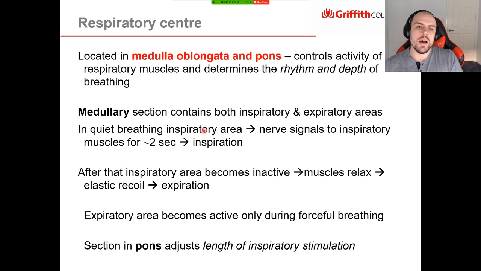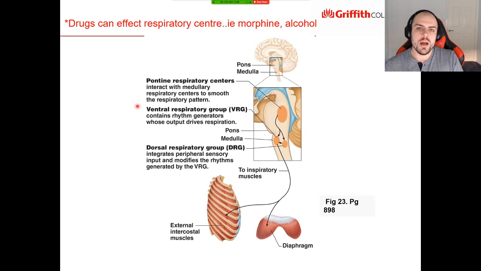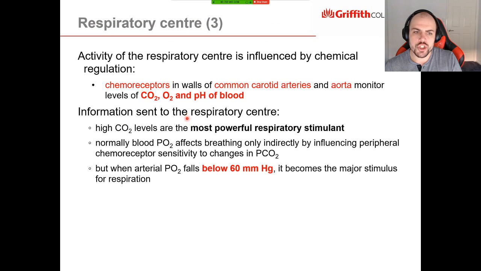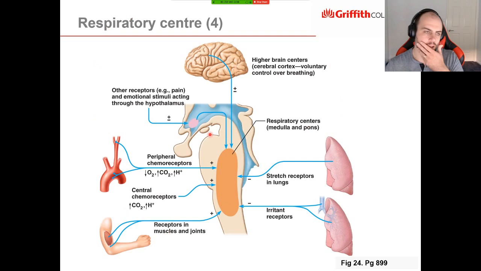Okay, so again, our favorite area of the brain, looking at our medulla oblongata and the pons of our brainstem, this helps us control our breathing. It determines the rhythm and the depth of breathing. So, a couple of things here. I'm not going to talk about that too much. This is the slide I want.